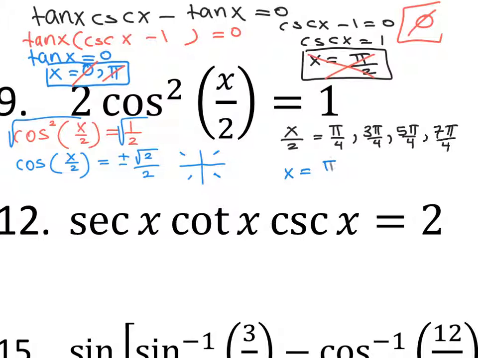So that would give me pi over 2, 3 pi over 2, 5 pi over 2, and 7 pi over 2. Now remember, I want all of the solutions from 0 to 2 pi. So 5 pi over 2 and 7 pi over 2 are outside that domain. So then my only 2 possible solutions are pi over 2 and 3 pi over 2.